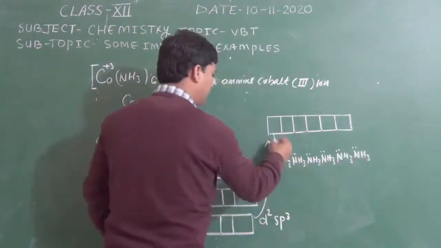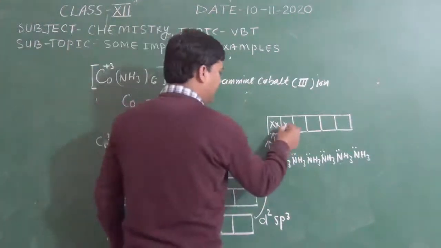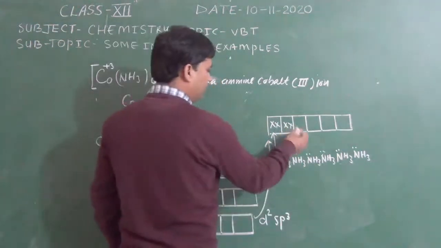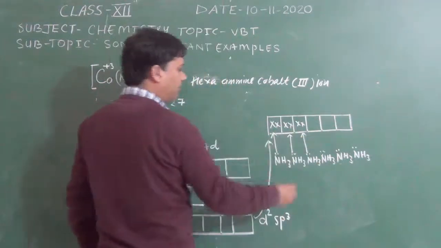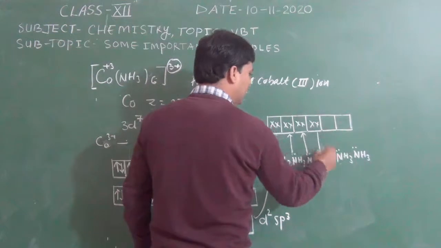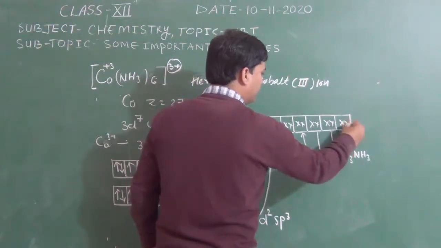Okay, so it forms a coordinate bond by donating the electron pair. The second ammonia molecule also forms a coordinate bond, and the third ammonia donates its electron pair to this particular orbital, and the fourth ammonia donates electrons to this orbital, and the fifth ammonia, and this is the sixth.